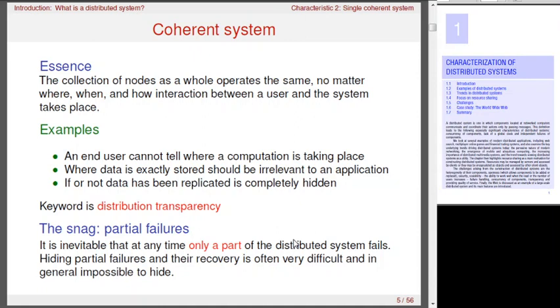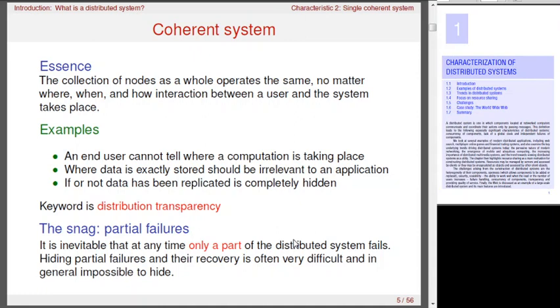Now, what do we mean with coherent system? Actually, the collection of nodes as a whole operates the same, no matter where, when, and how interaction between a user and the system takes place. The user directly interacted through node 1, through node 2, or through node 3, or through any other node. It doesn't matter. It is interacting to one single system.